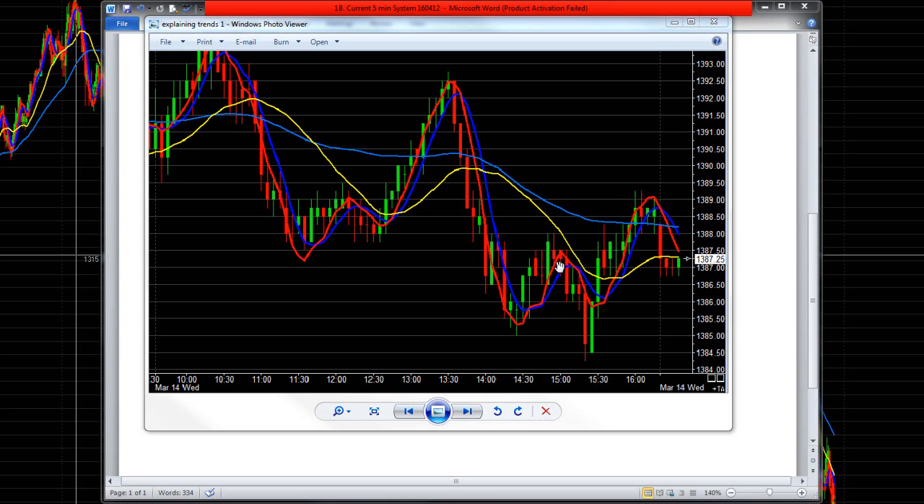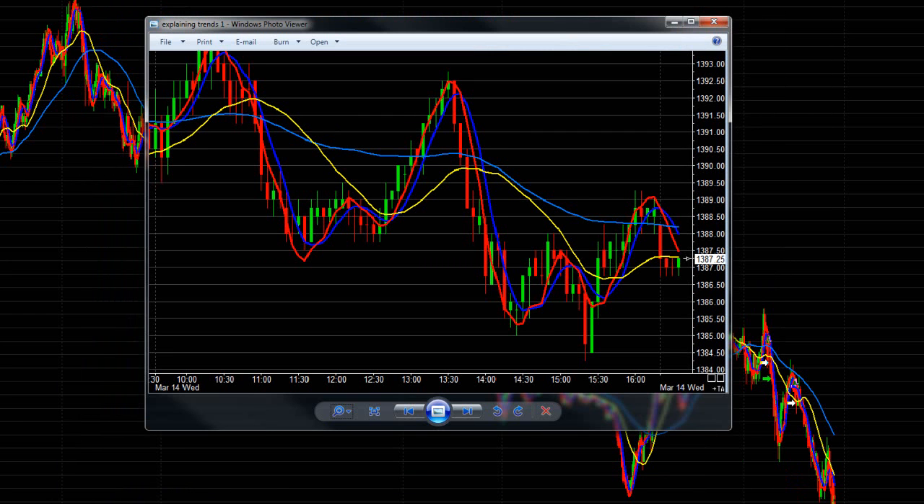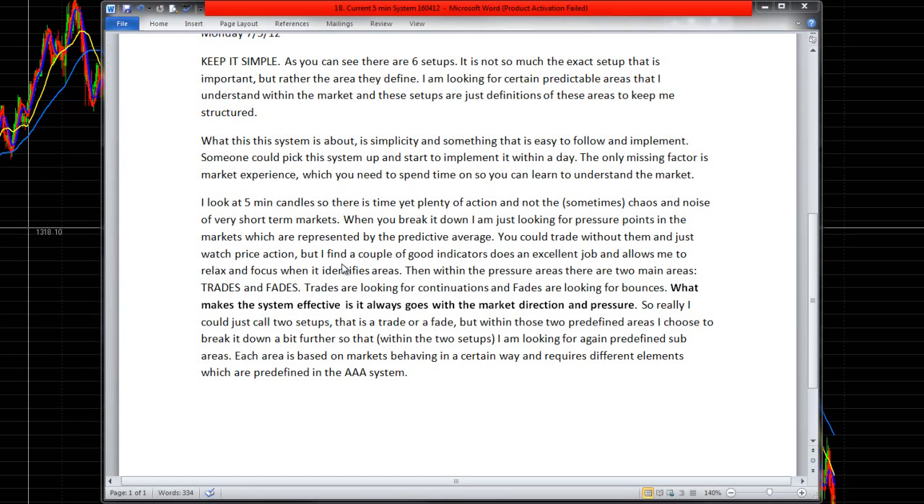So you can see that it's picked up on similar areas, but there are 2 predefined areas, trading areas and fading areas, and that's the strength within this system. So that's what I mean, going through that again. Trades, looking for a continuation: we get the bounce, and we're just getting a continuation of the trend. And the fades: again, we're going with the market direction, but we're looking to catch that bounce and then go with it. It's effective because it always goes with the trend, the direction, the pressure.